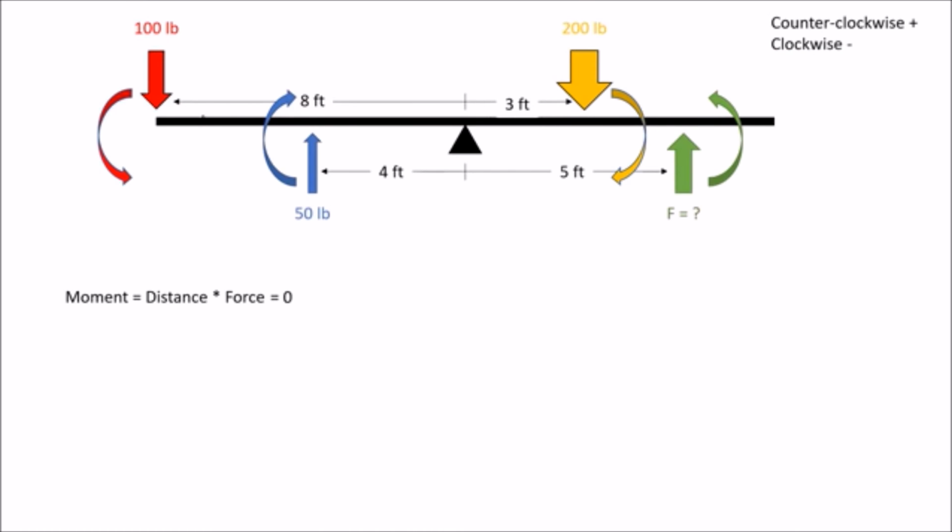So our first moment here is at a distance of 8 feet times 100 pounds, and since it's counterclockwise, we're going to say that's a positive moment here. All right, so our next one is 50 pounds acting 4 feet away. And remember, that one's in the clockwise direction, so we're going to say that this value is negative. Moving on to our 200 pounds acting 3 feet away. Again, this is going to be acting in the clockwise direction. Therefore, we're going to say that this quantity is negative.